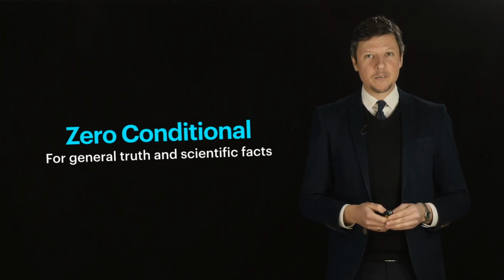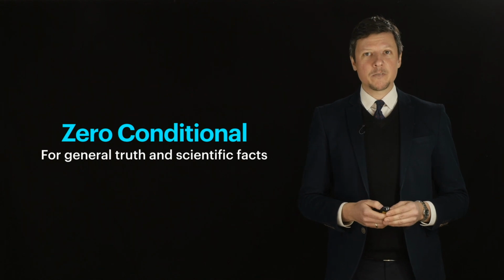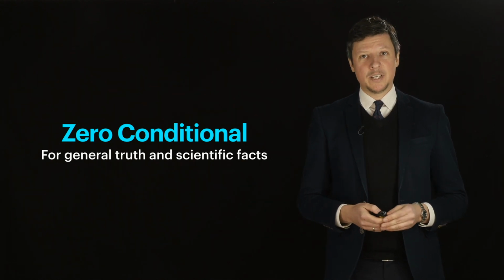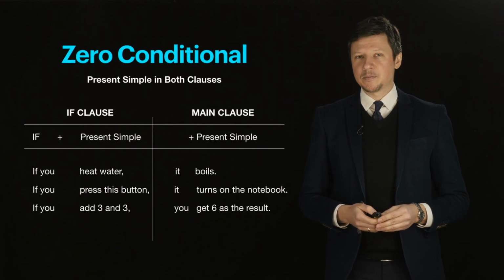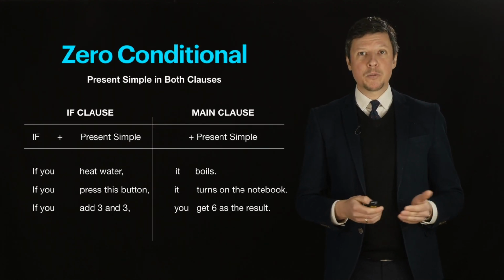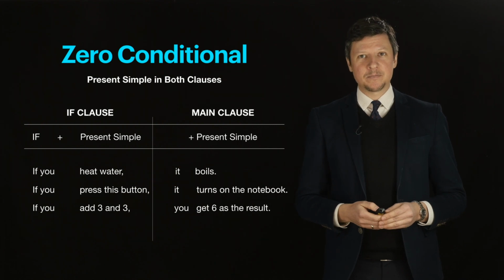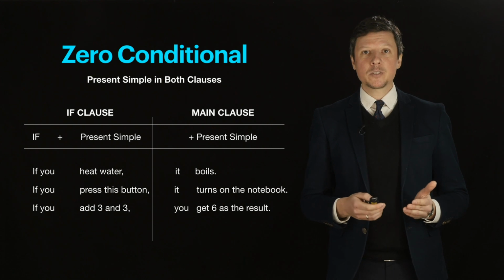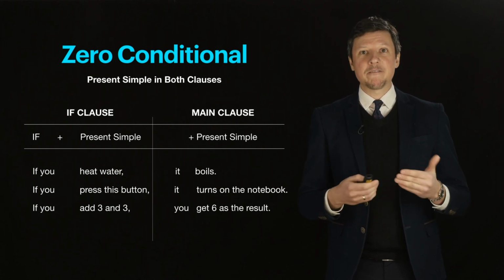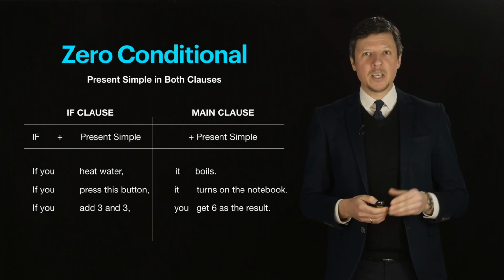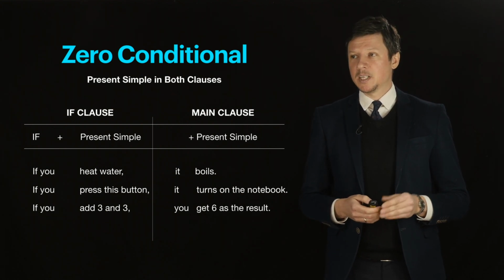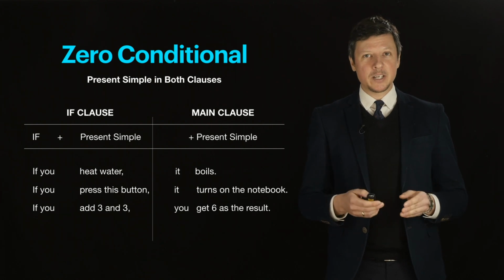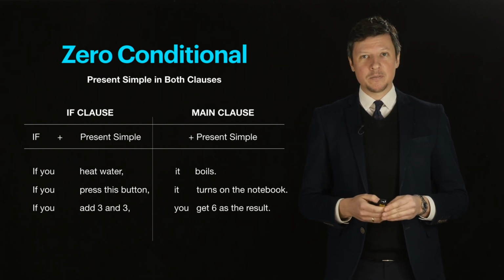We are going to start with the zero conditional. This is what we use for general truth and scientific facts. How do we construct it? In all cases, we have 2 parts of the sentence. There is an if clause and there is a main clause. The if clause describes what if we do something. If, for example, if you heat water, it boils. The result is described in the main clause.